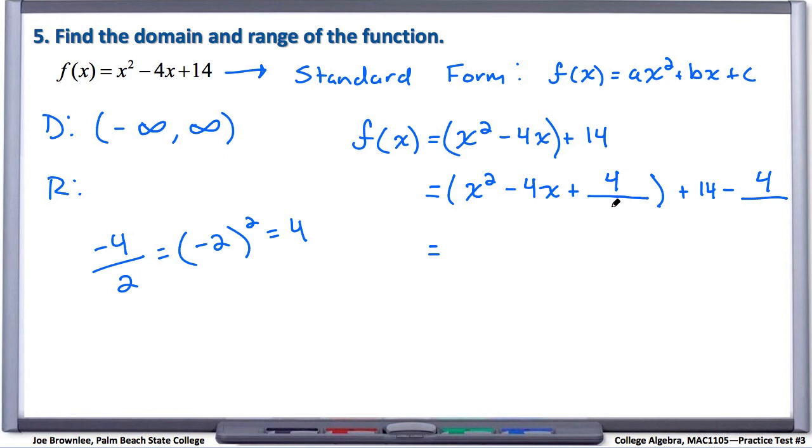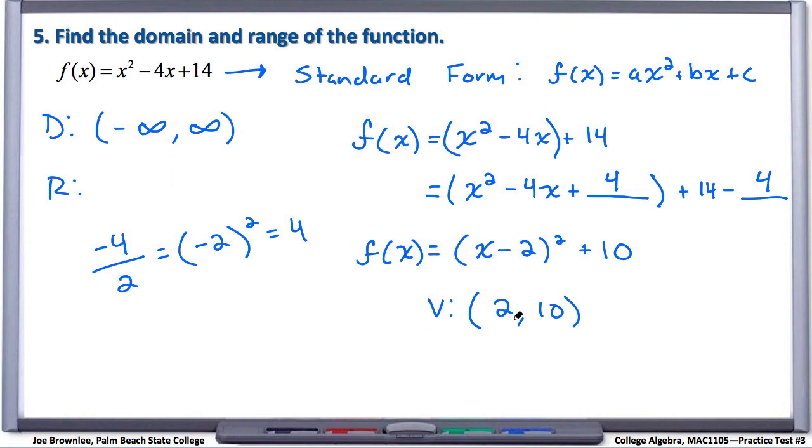Now that we've completed the square with the terms inside, this is what's known as a perfect square trinomial. So we can rewrite these three terms as a perfect square binomial: x minus 2 squared, and then plus 14 minus 4 gives us plus 10. So there we have it. We've gone from standard form to vertex form, and now we can clearly identify that the vertex of this parabola is at the point (2, 10).